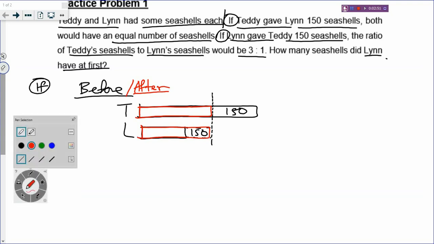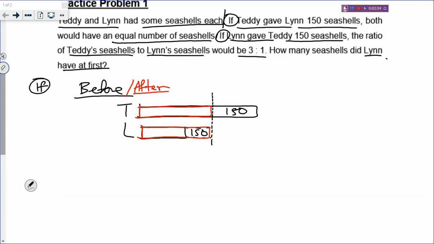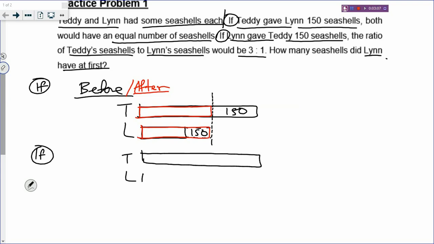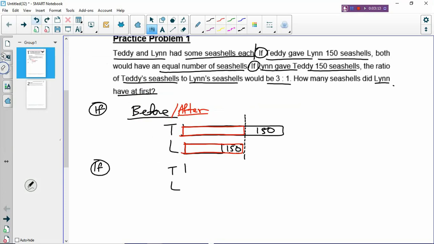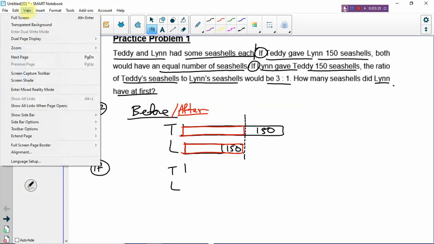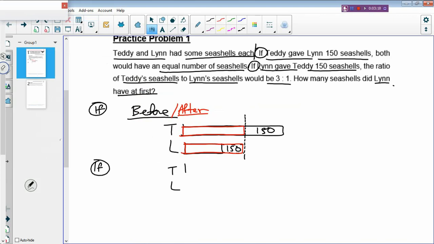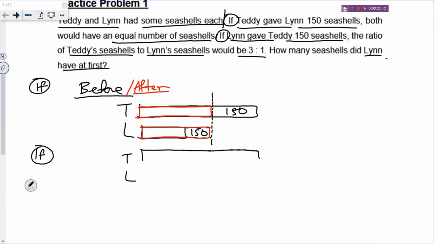All right, then how about the second if? Because it didn't really happen yet, since if means it did not really happen, you will have to draw their original length. So Teddy will have so many at first again, and Lynn will have so many at first as well. Oops, that's not correct. Okay, let me try again. So Teddy will have this many at first, until here. And Lynn will have until here, before she received 150. So you have to draw the original length again.